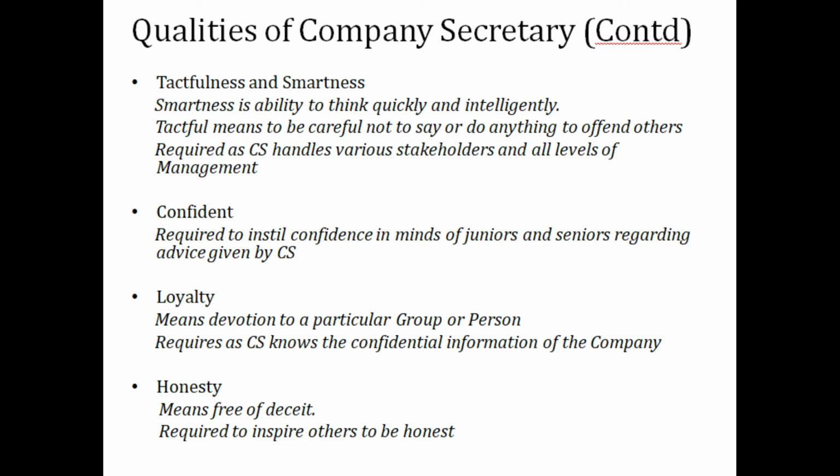Honesty. The moral responsibility of the CS is to be honest. He has to have a good character and good habits. An honest CS will be able to motivate other officers at various levels to be honest.